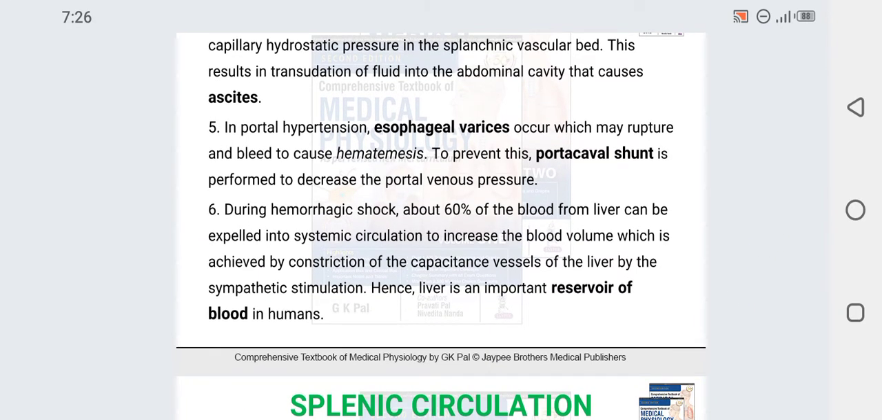Fifth comes portal hypertension. Esophageal varices occur due to this portal hypertension, which may rupture and bleed and cause hematemesis. To prevent this, a portacaval shunt is performed.